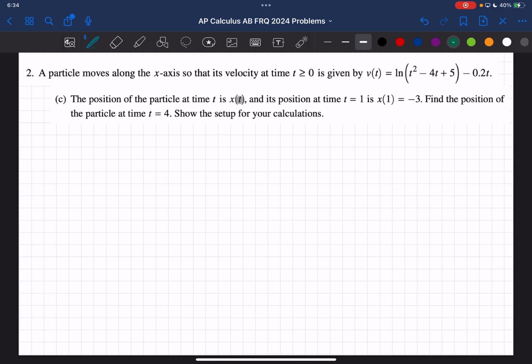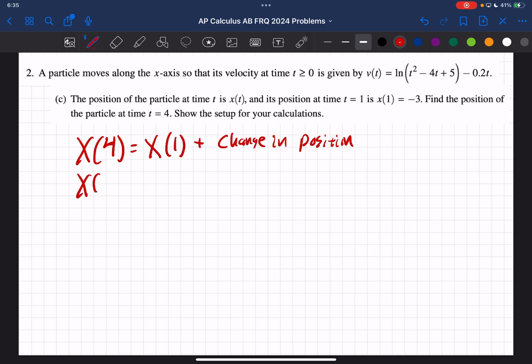Part C, the position of the particle at time t is x of t, and its position at time 1 is x of 1 equals negative 3. We want to find the position of the particle at time t equals 4. So the position at time 4 is going to be the position at time 1 plus the change in position. So x of 4 equals, now x of 1, that's going to equal negative 3. And the change of position, we're going to find that by going from 1 to 4 of v of t dt. Now, some people believe that you have to write out the formula here in your write-up. You actually don't, because it's understood what v of t is equal to.